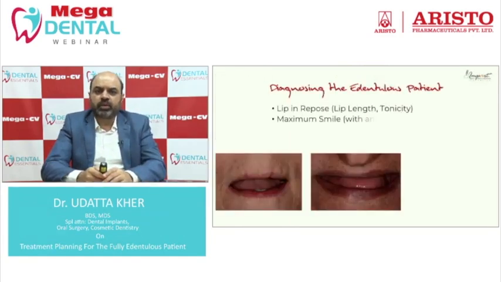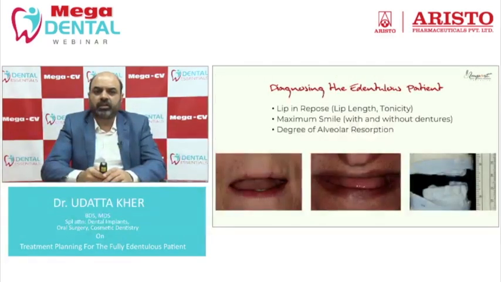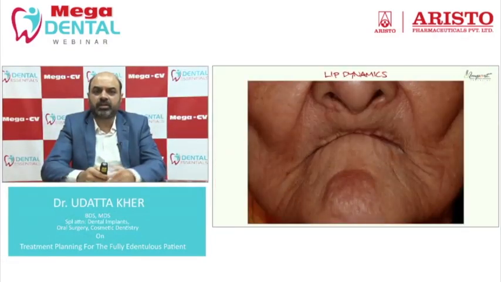So when it comes to diagnosing the edentulous patient, we have to look at the patient's lip position, so you see the amount of lip support that is required. You look at an edentulous patient like this, and this kind of patient is almost contraindicated for a fixed restoration, because this patient requires lip support and lip support cannot be provided with the help of a fixed restoration.